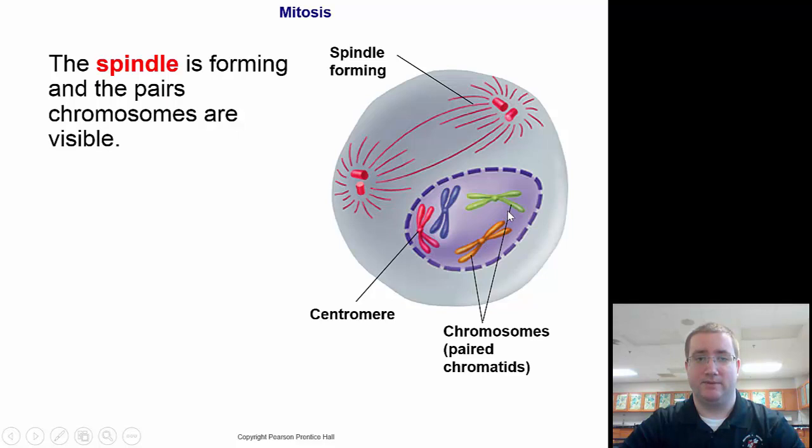Another important factor that happens during prophase is that the chromosomes, the X-shaped duplicated chromosomes, actually become visible. So before this, during interphase, you just see a big pile of DNA. You don't see these individual chromosomes, these X-shaped chromosomes. However, during prophase, the X-shaped chromosomes condense, and they're now visible under a microscope.